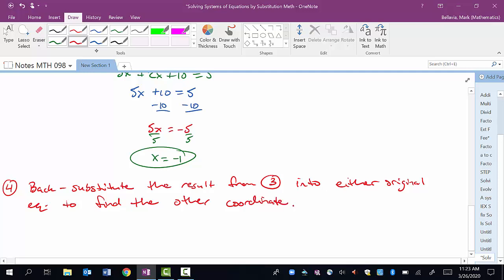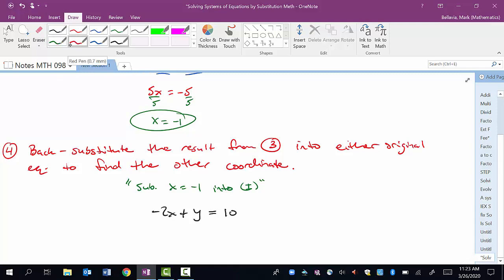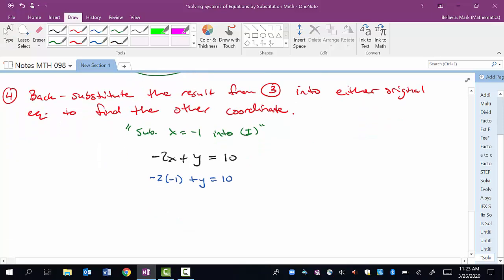And just because I have to pick one of them, I'll say I'm going to sub x equals negative 1 into equation 1. Doesn't matter which one you picked. So remembering what equation 1 was, equation 1 was negative 2x plus y equals 10. And now we know what x is, right? So I'm just substituting in that value. So I'll substitute in negative 2 times negative 1 plus y equals 10. And now we solve this.